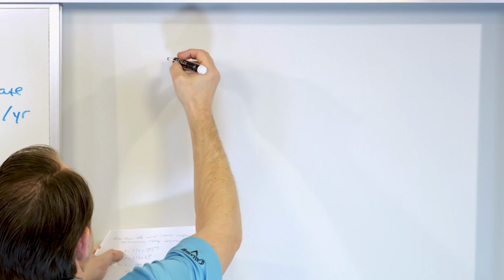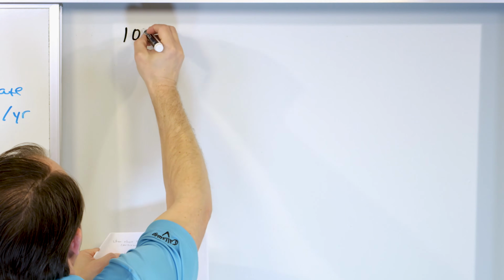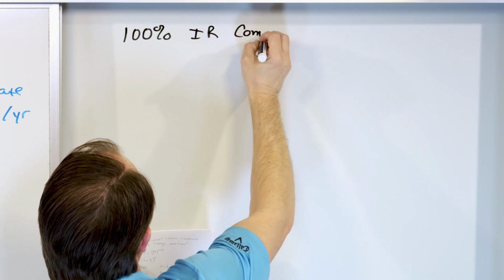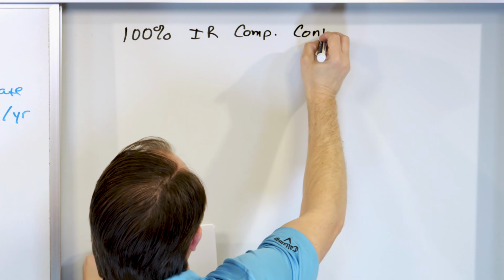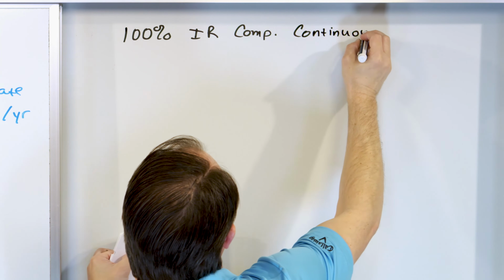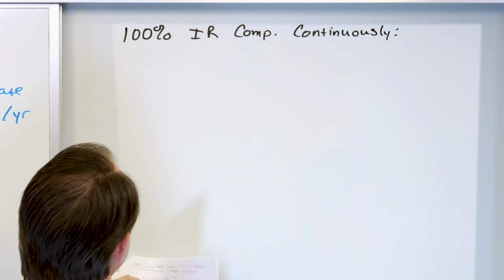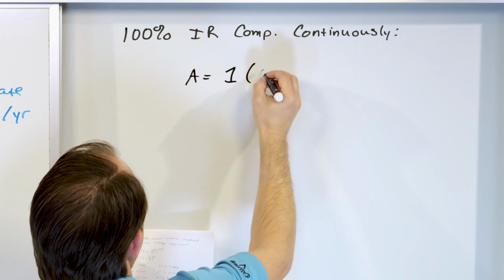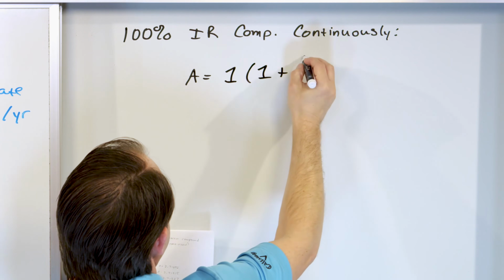The equation that we would use to do that, 100% interest rate compounded continuously. That's what we're trying to do. The amount of money that I would have in the future would be the $1 that I would invest times 1 plus the interest rate.